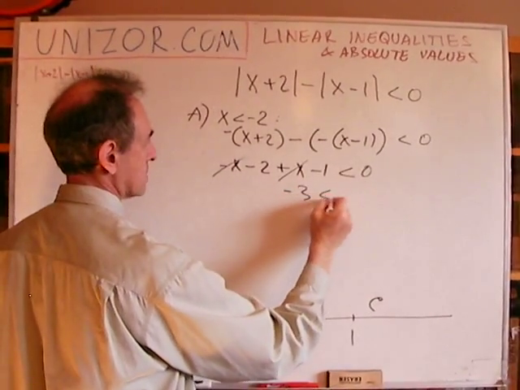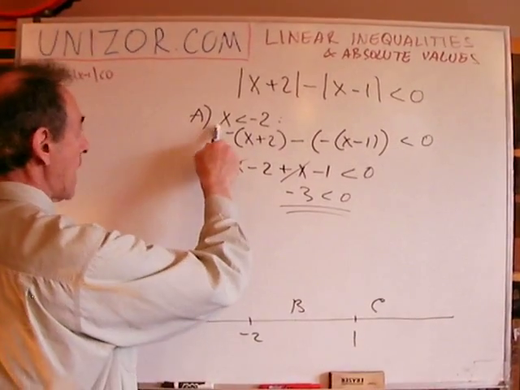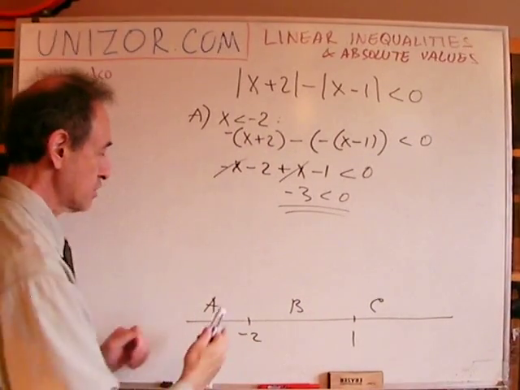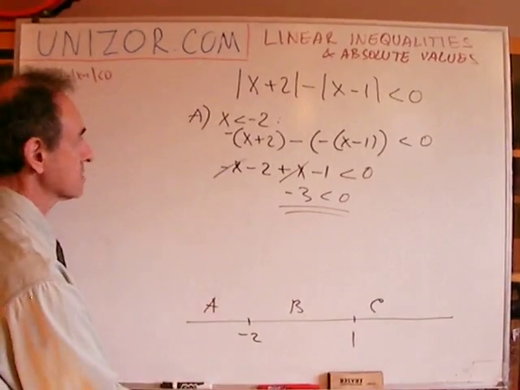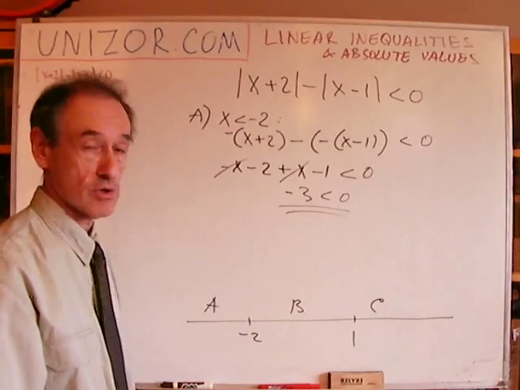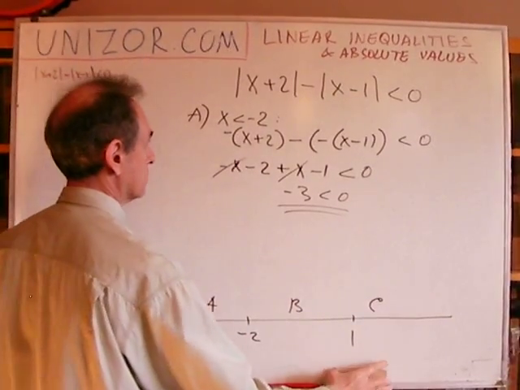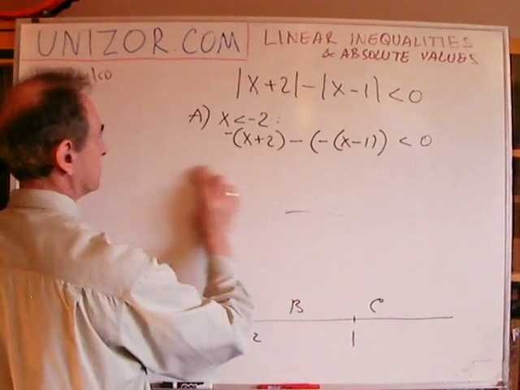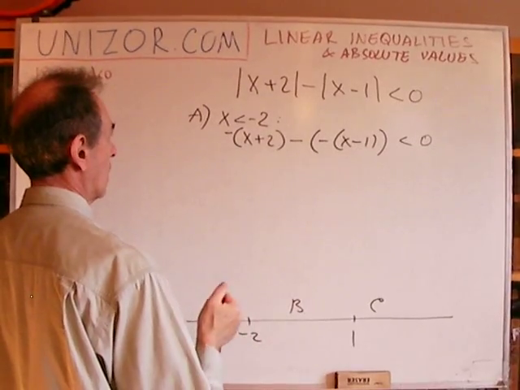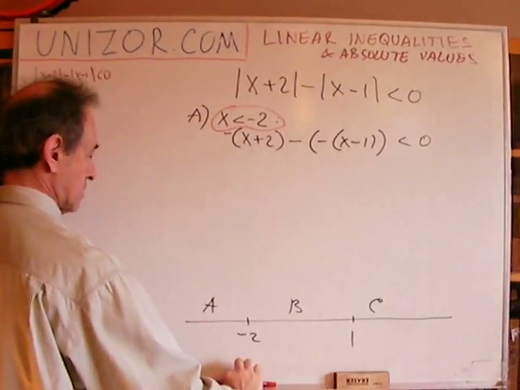Minus 3, less than 0, always, which means that if x is less than minus 2, I don't have any new restrictions on x, which means all x's which are less than minus 2 fit my inequality, which means it's a solution. It's one of the solutions.